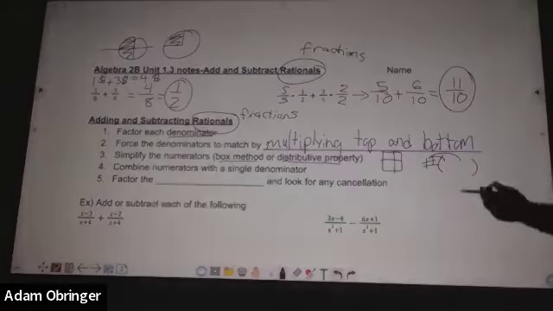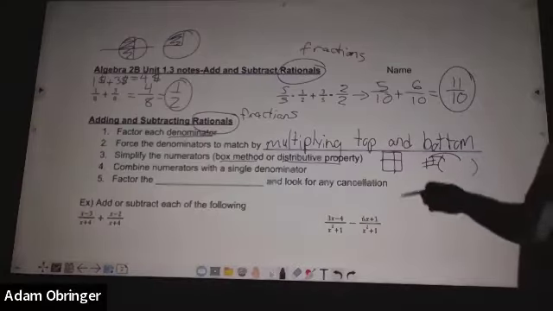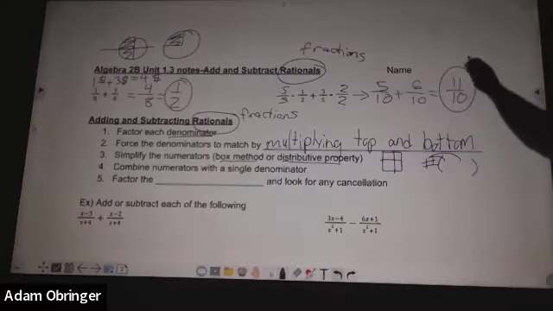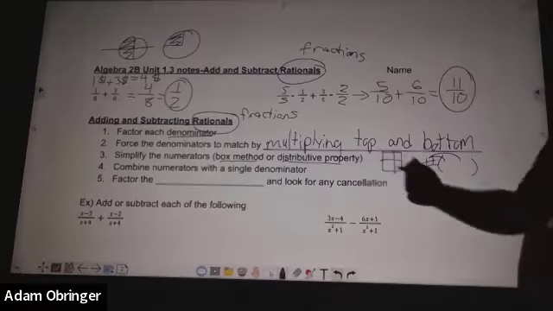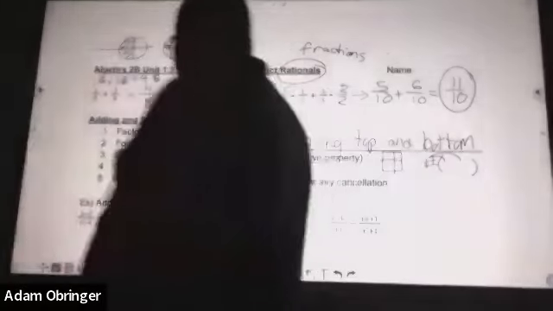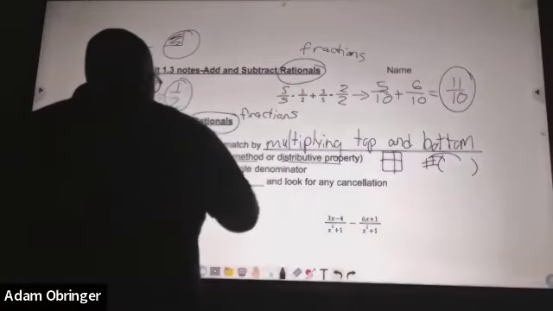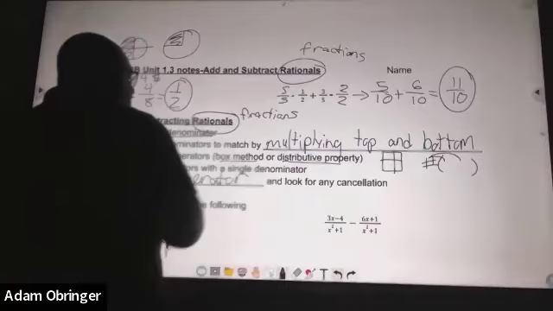Step 4, you're going to combine your numerators with one big denominator. This is where I took and added the tops and carried over the denominator. And then lastly, you are going to factor the numerator and look for any cancellation.